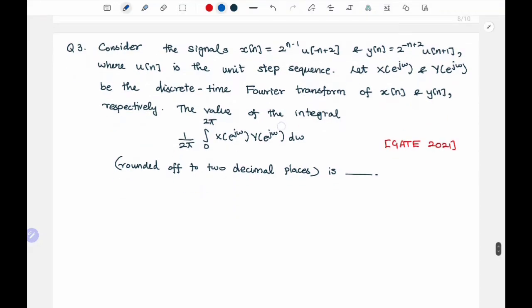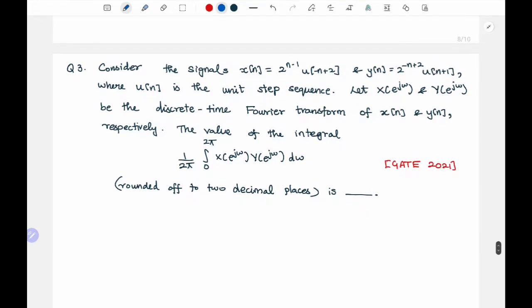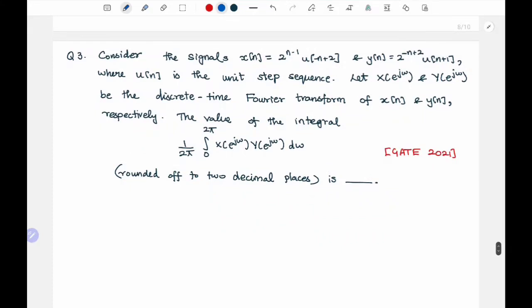So, consider the signals x of n equal to 2 power n minus 1 u of minus n plus 2 and y of n equal to 2 power minus n plus 2 u of n plus 1, where u of n is the unit step sequence. Let x of e power j omega and y of e power j omega be the discrete time Fourier transform of x of n and y of n respectively. The value of the integral 1 over 2 pi, integral 0 to 2 pi x of e power j omega and y of e power minus j omega d omega, rounded off to 2 decimal places, is dash.